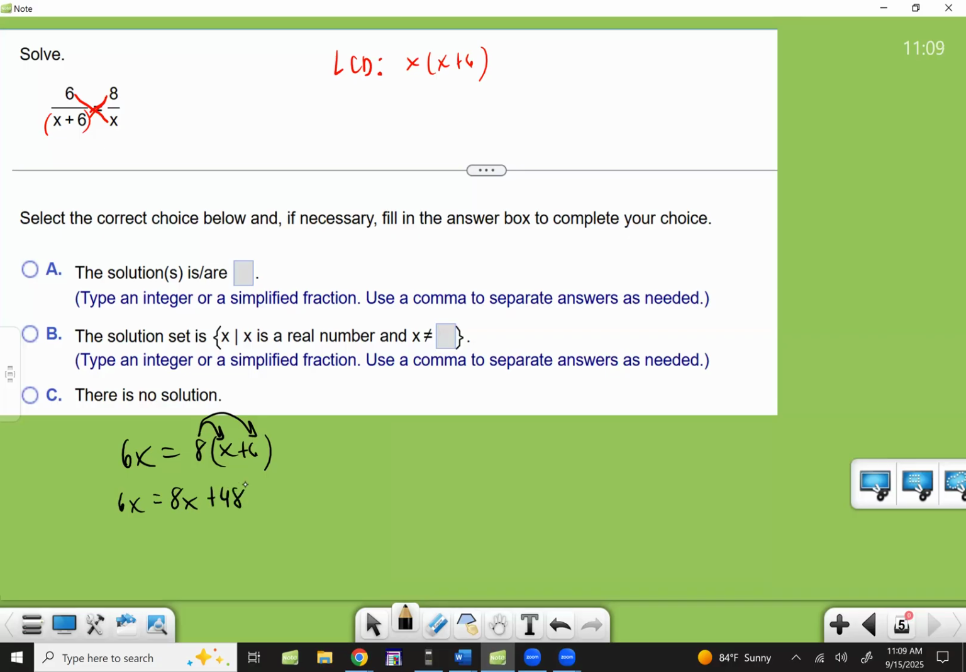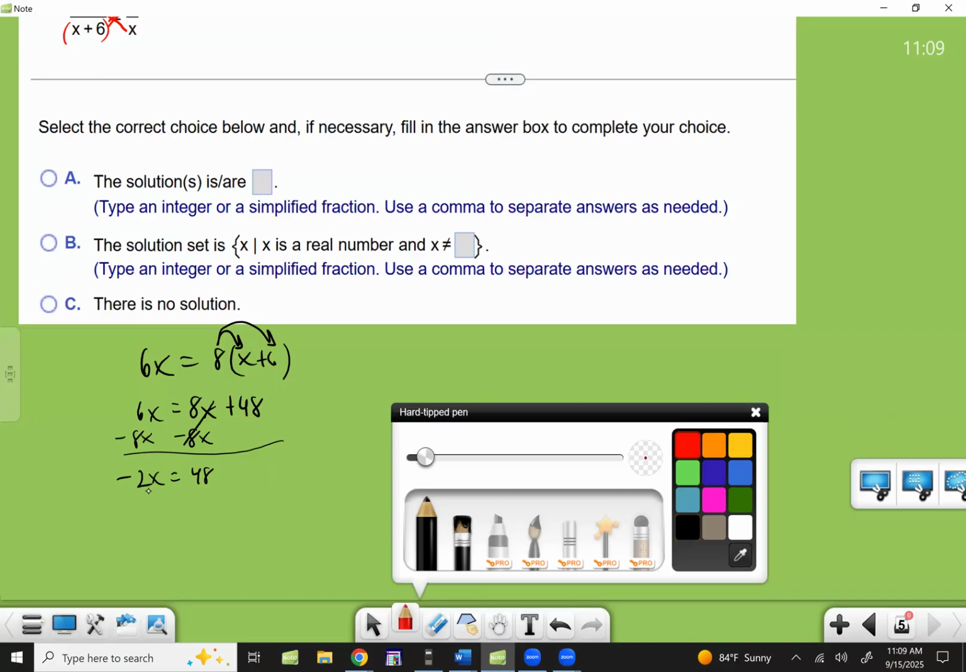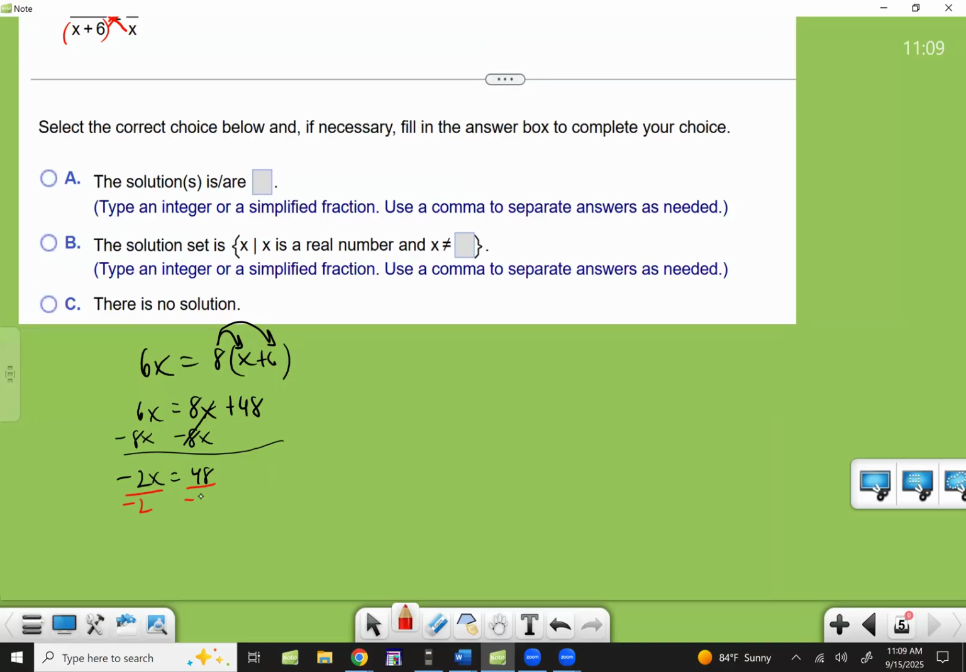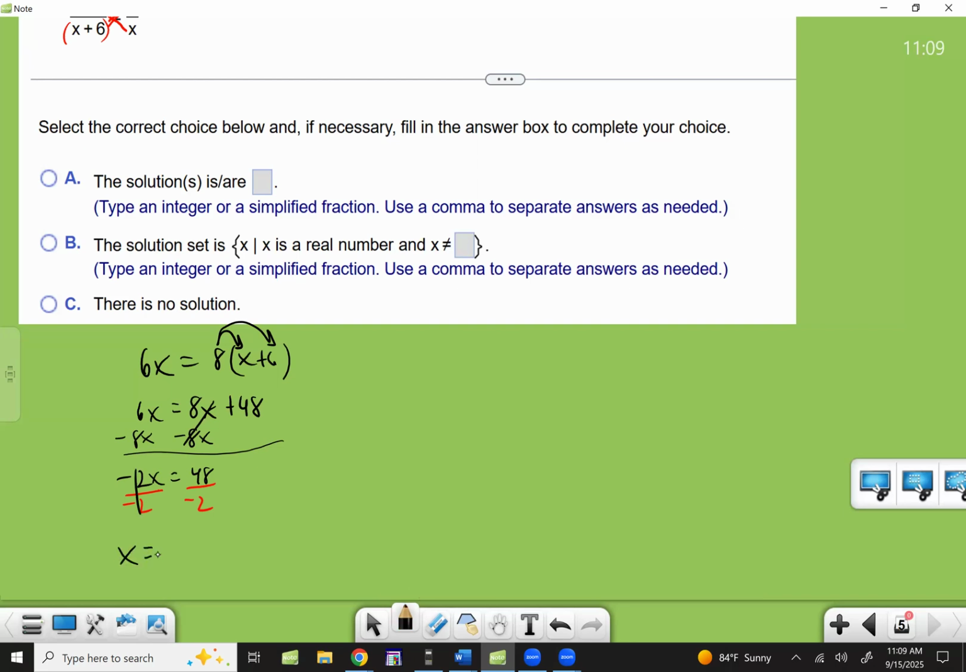So I'm going to go ahead. You could do a lot of different things here, but let's say I move the 8x over to the other side. 6x minus 8x is negative 2x. And then I'm going to divide both sides by a negative 2 to make that negative 2 go away. So that's going to cancel the ones over here. So x equals, a positive divided by a negative is a negative, and 48 divided by 2 is 24.